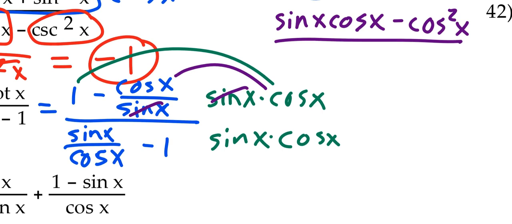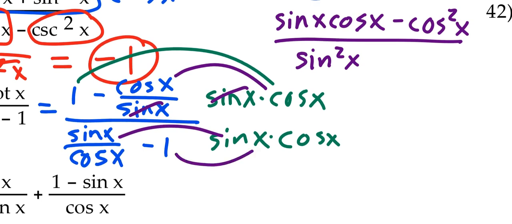So now we're going to do this on the bottom. We're going to take this times that fraction. Anything cancel out? The cosines do, leaving me sine squared, right? And then what happens when I take this times negative 1? Negative sine x cosine x.